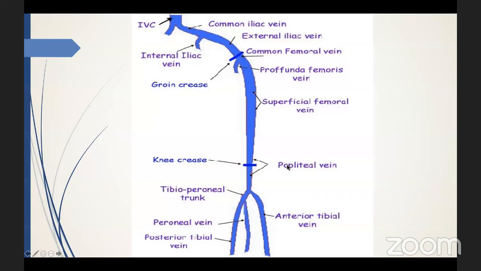Beyond that canal is the popliteal area, which is at the knee crease level. Then we come to the anterior tibial veins, which will be 2, like I said, and then the tibioperoneal trunk, then divided into 2 vessels: peroneal veins and posterior tibial veins. In ultrasound, if we're scanning patients for the deep system, then we're mainly talking about the common femoral vein as a starting point, until the distal part of anterior and posterior tibial veins.